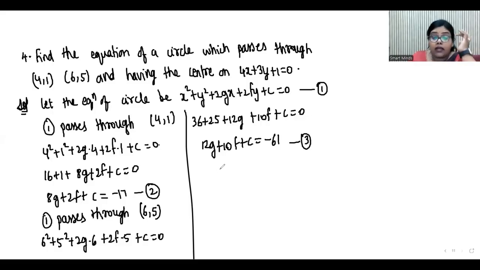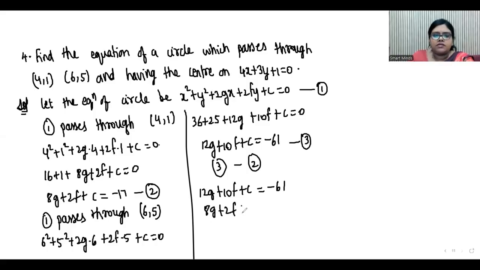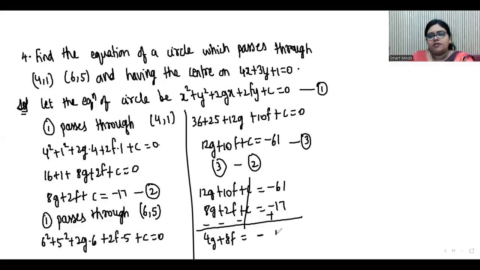Now let us subtract 3 minus 2. So the third equation is 12g plus 10f plus c is equal to minus 61, and 8g plus 2f plus c is equal to minus 17. Change the signs. C minus c cancel. 4g plus 8f is equal to minus 44. Now we got 3 minus 2. Mark this as equation number 4.